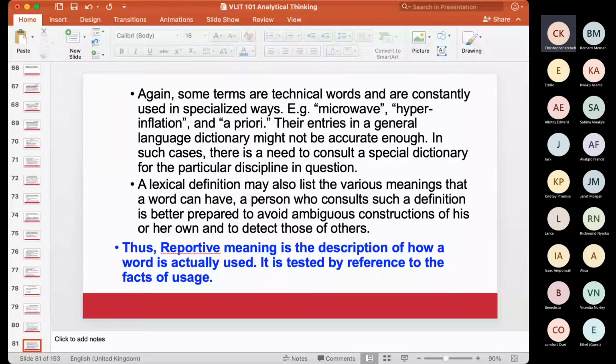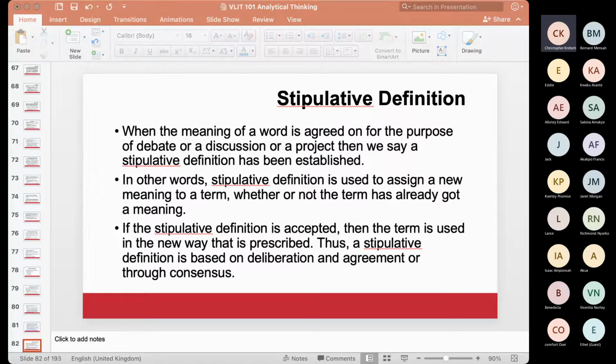So what it means, a reportive meaning is a description of how a word is actually used. It is tested by reference to the facts of usage. That is one of the benefits of using the dictionary. How the word is used, it will help you to use it effectively. How you can use the word and it will be correct. That is what it does for you, and it's fantastic.